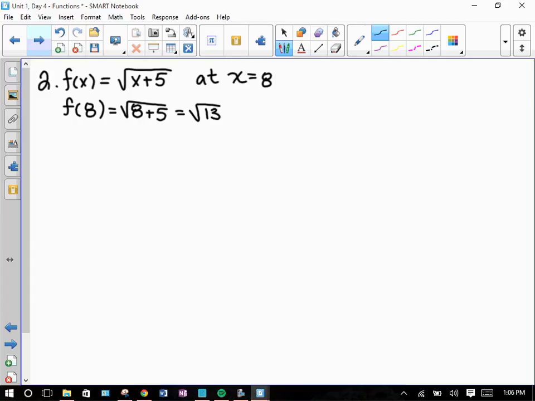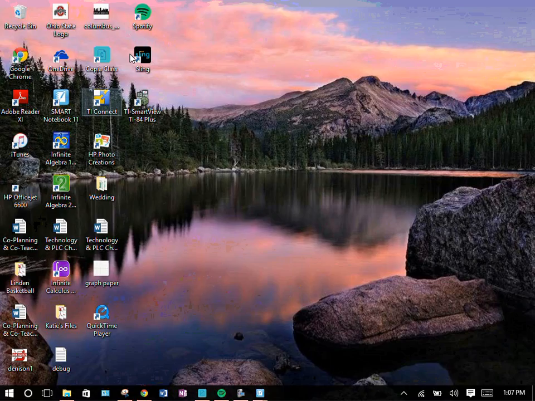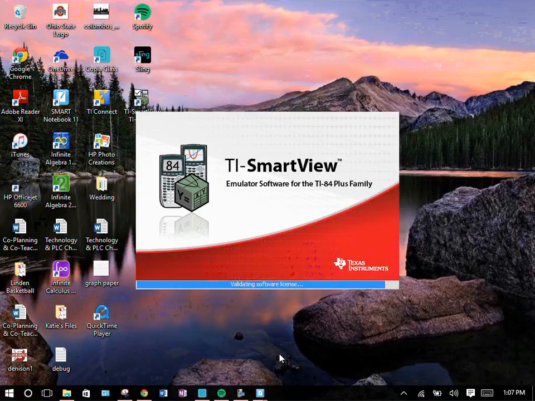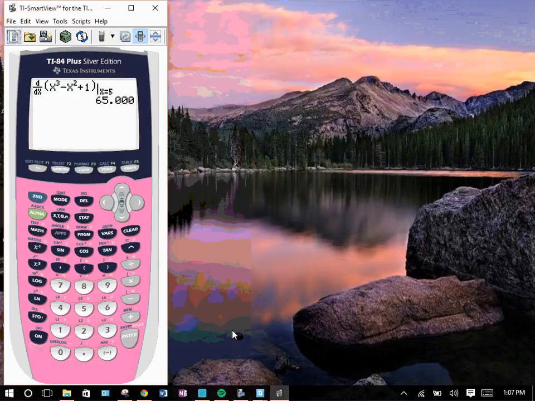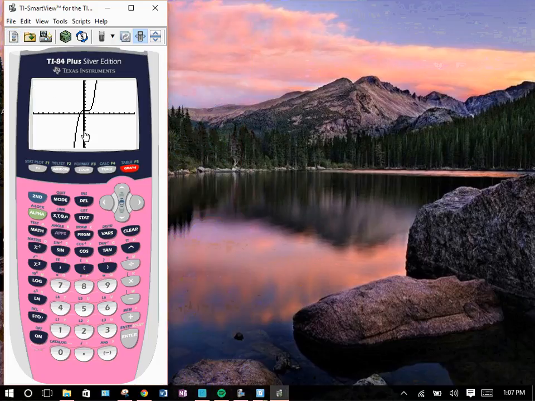Now, the square root of 13 is going to be a decimal, and that's okay. Personally, I expect you to know what the graph of the square root of x plus 5 looks like eventually. But I also expect you to be able to find the limits. You can use your calculator instead of having to draw out a table.